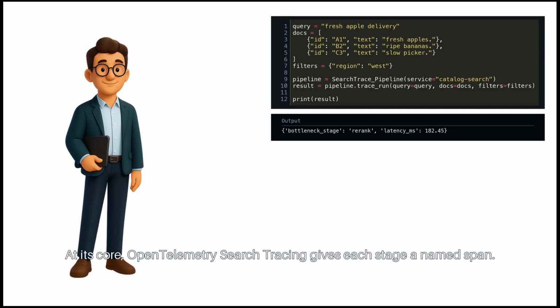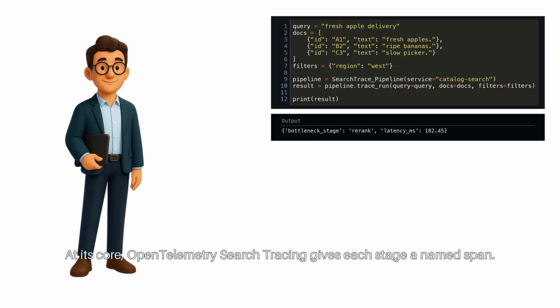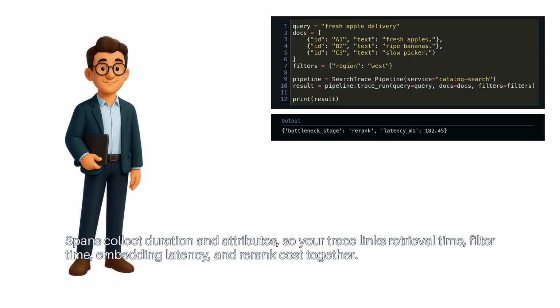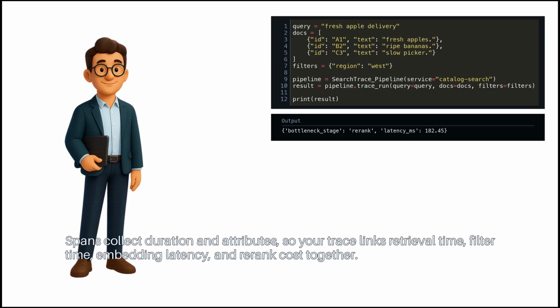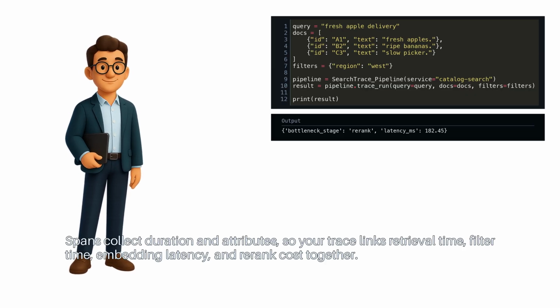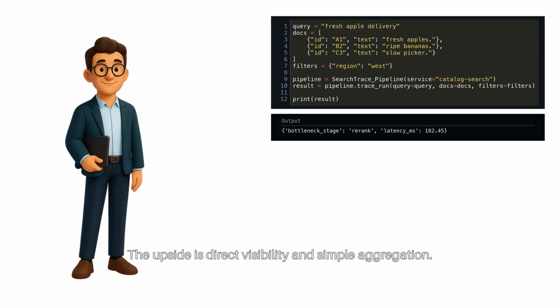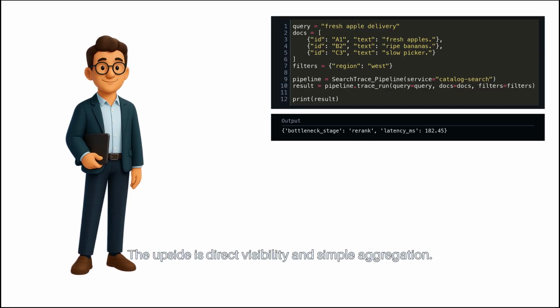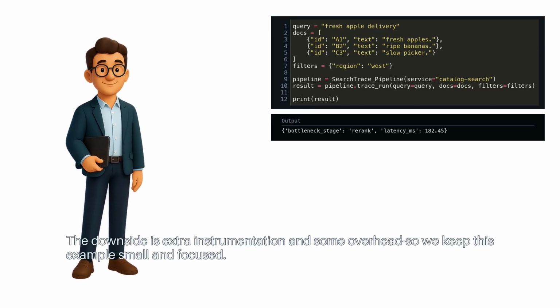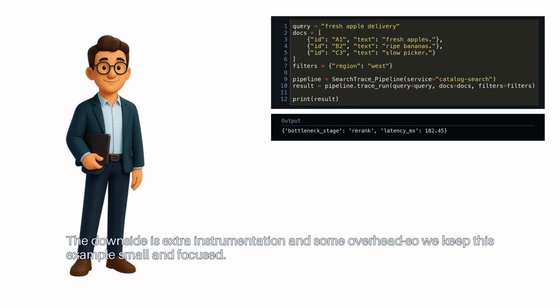At its core, OpenTelemetry Search Tracing gives each stage a named span. Spans collect duration and attributes, so your trace links retrieval time, filter time, embedding latency, and re-rank cost together. The upside is direct visibility and simple aggregation. The downside is extra instrumentation and some overhead. So we keep this example small and focused.